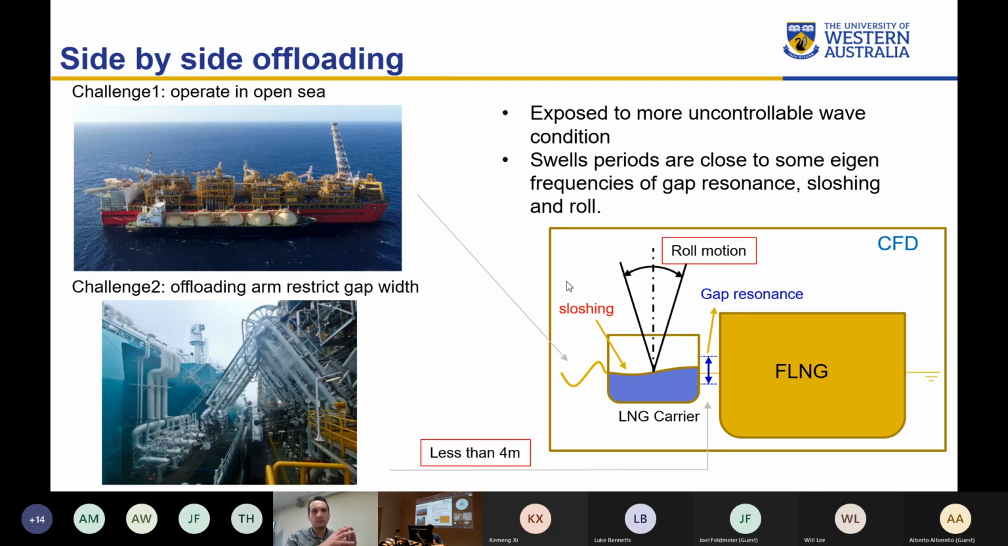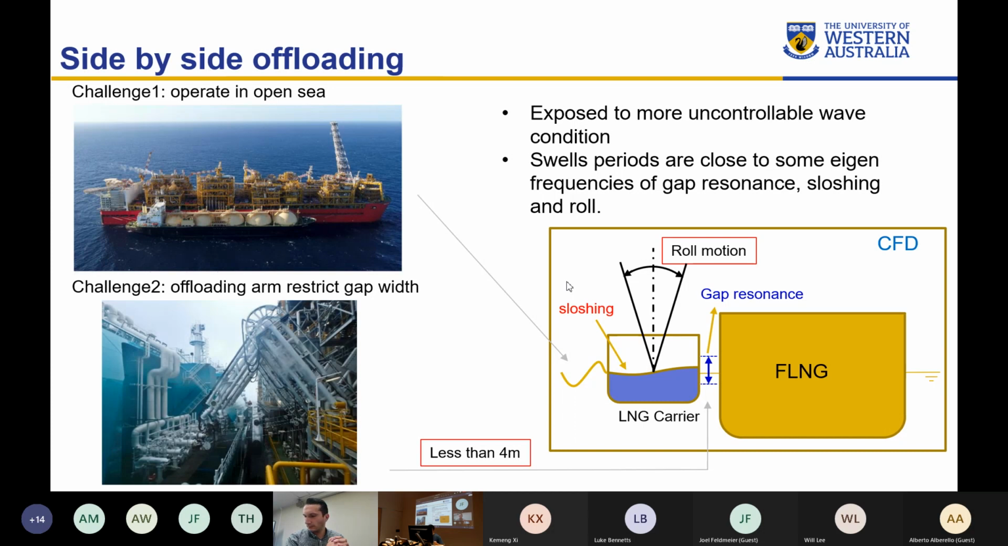And then the side-by-side offloading. For the large floating LNG platform, they have to offload the LNG to the LNG carriers. So this will bring 2 challenges. The first is to operate in open seas, which means more uncontrollable wave conditions. And the second one is the offloading arms of the LNG will restrict the gap width between 2 vessels, and usually this is less than 4 meters.